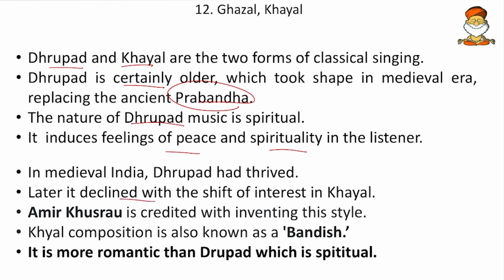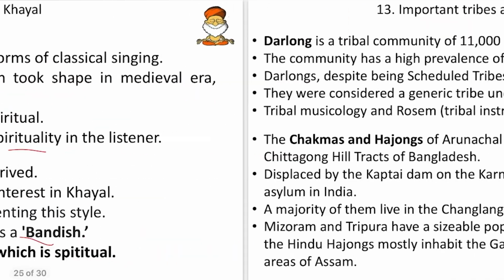Amir Khusro is credited with inventing this style, and Khayal composition is also known as Bandish. It is more romantic than Drupad, which is spiritual. So Drupad is spiritual, but Khayal is romantic, so it is related to the current generation. These are some of the facts regarding Ghazal and Khayal.